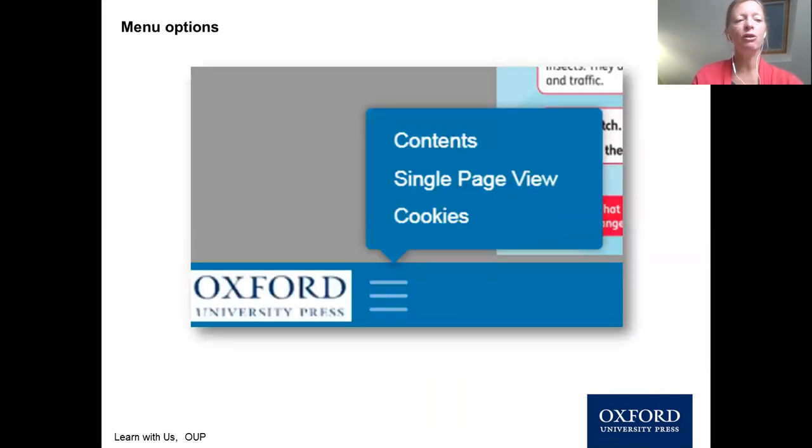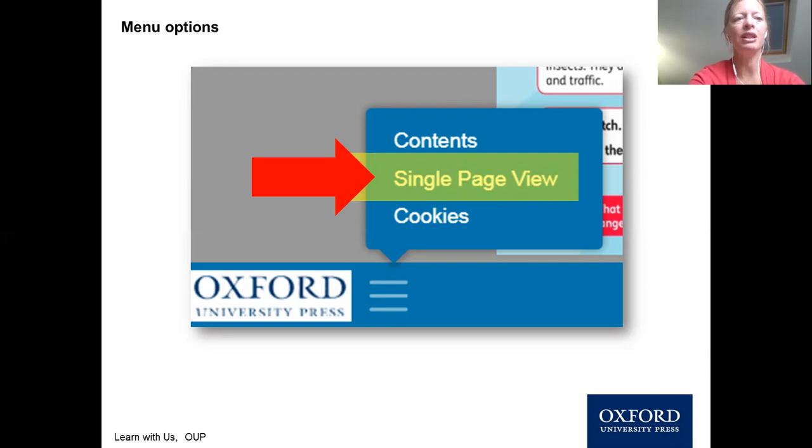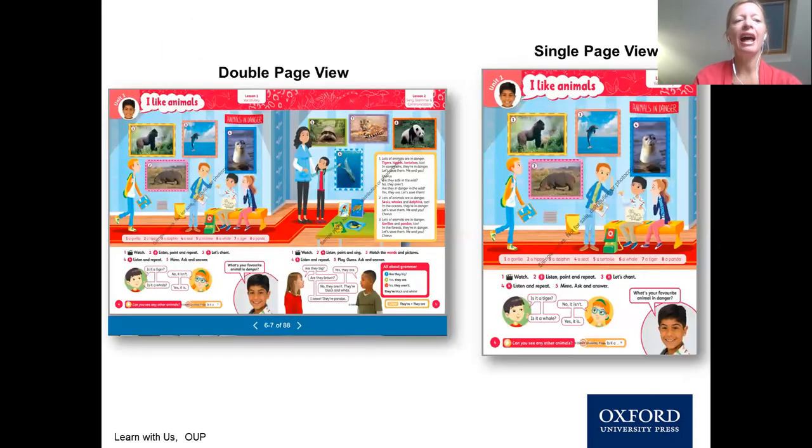Now let's look at single page view. Clicking on this shows just one page from the book at a time. This reduces the amount of distraction and allows you to focus in on what you want them to be working on and looking at.